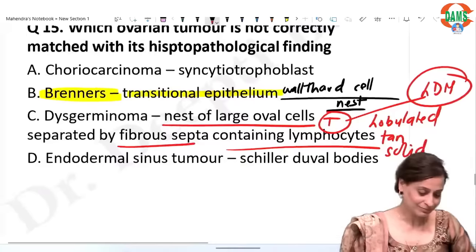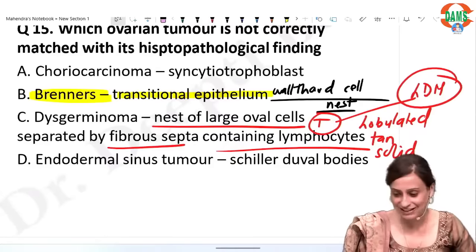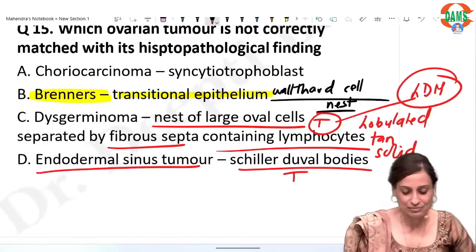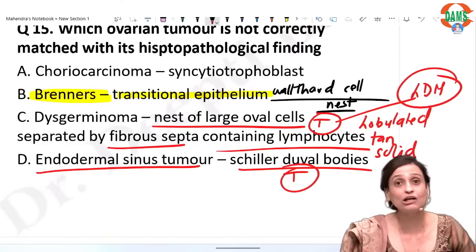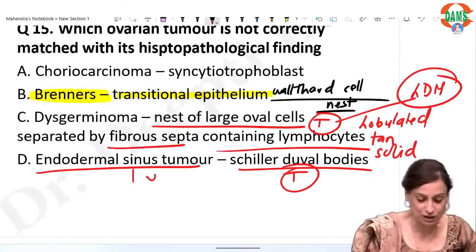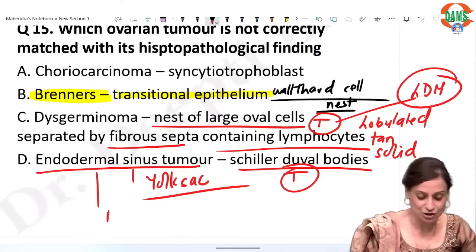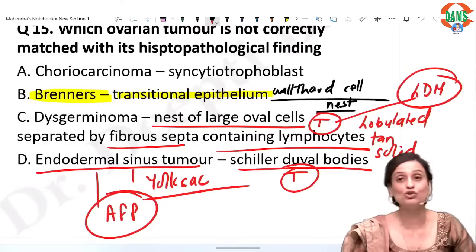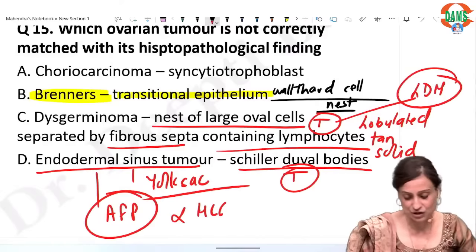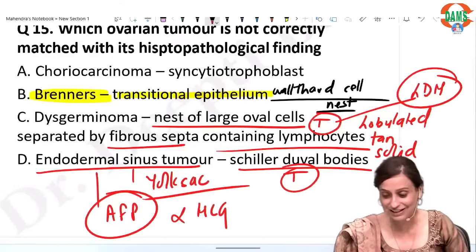Okay, chalo. Endodermal sinus tumor, Schiller Duval bodies, is true. They look like glomerulus, right? This is also called the yolk sac tumor. They look like glomerulus, and the main tumor marker is alpha fetoprotein. Remember, it does not secrete HCG. Is that clear to everyone?